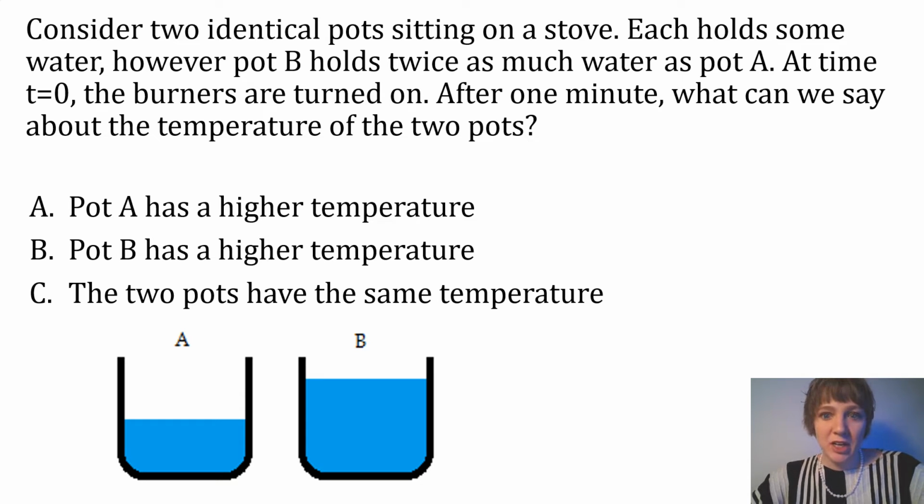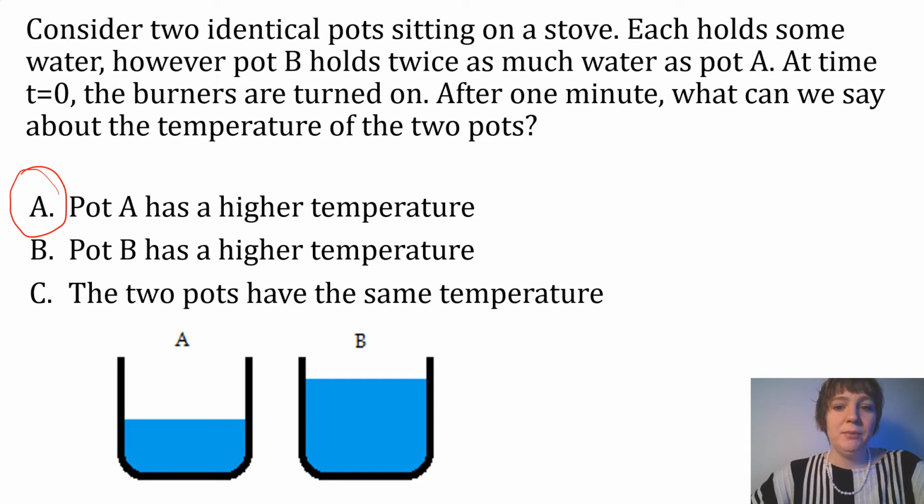Okay, time to check our understanding. Consider two identical pots sitting on a stove. Each holds some water. However, pot B holds twice as much water as pot A. At time t equals 0, the burners are turned on. After 1 minute, what can we say about the temperature of the two pots? A, pot A has higher temperature. B, pot B has higher temperature. C, the two pots have the same temperature. If you said pot A was the one with the higher temperature, great job.